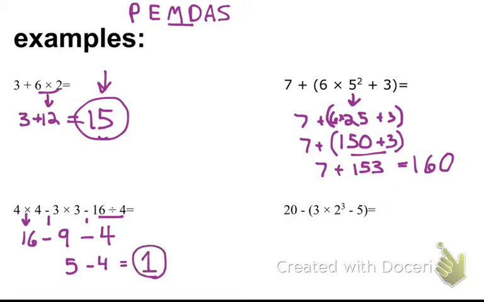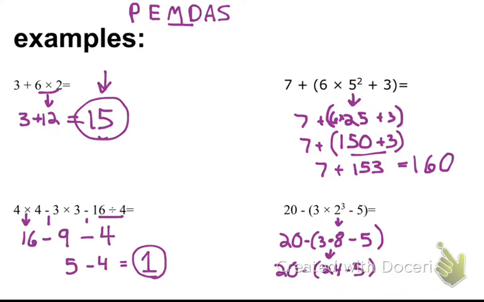Now the next one. Oh, another one that has some stuff in the parentheses. The first thing I need to handle in parentheses is that 2 cubed. Well, 2 times 2 is 4. 4 times 2 is 8. And I just copy down the rest. 20 minus 3 times 8 minus 5. Well, I need to do the multiplication next. And 3 times 8 gives me 24 minus 5.